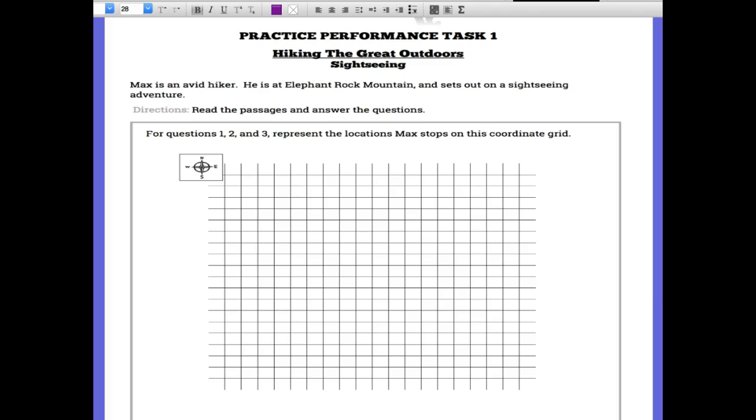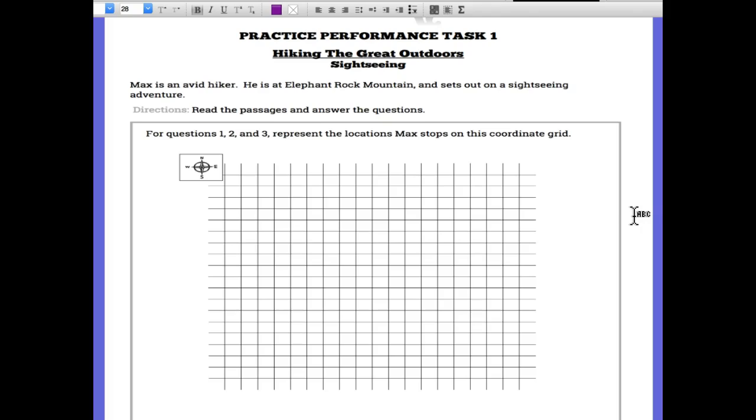So now, we're to the practice performance task, hiking in the great outdoors. Max is an avid hiker. He is at Elephant Rock Mountain and sets out on a sightseeing adventure. Read the passages and answer the questions. For questions 1, 2, and 3, represent the locations Max stops at. It should be on this coordinate grid.